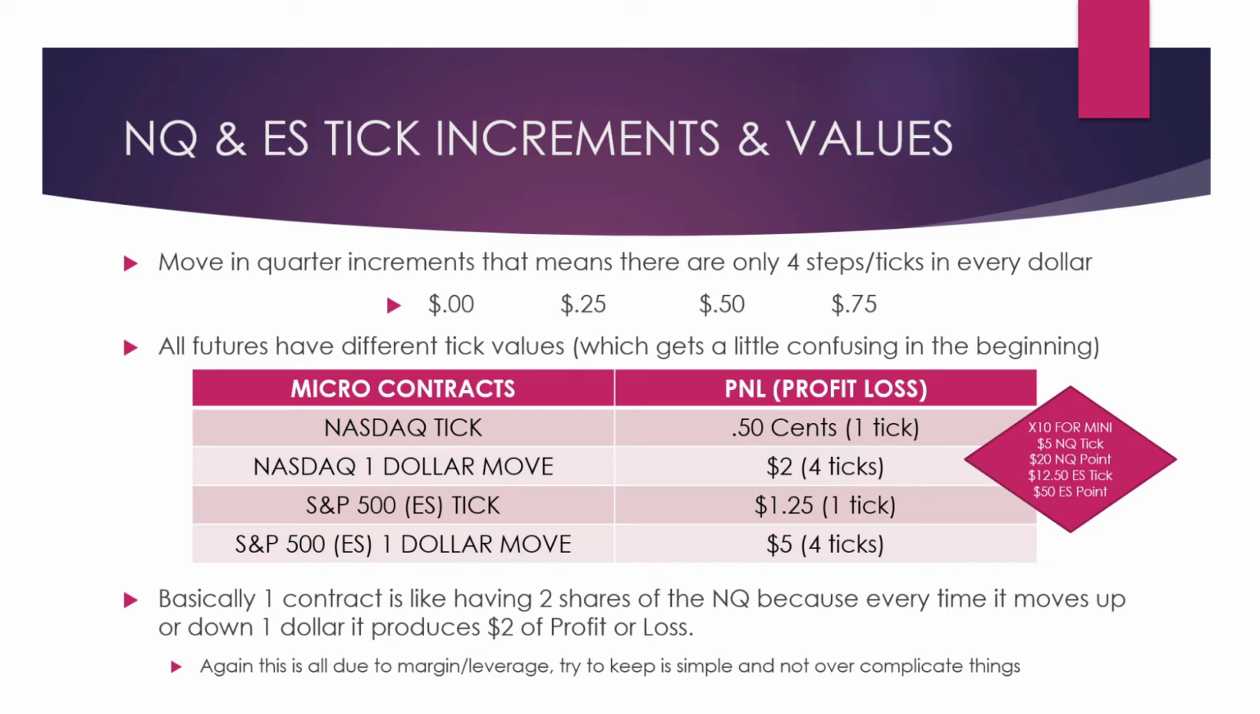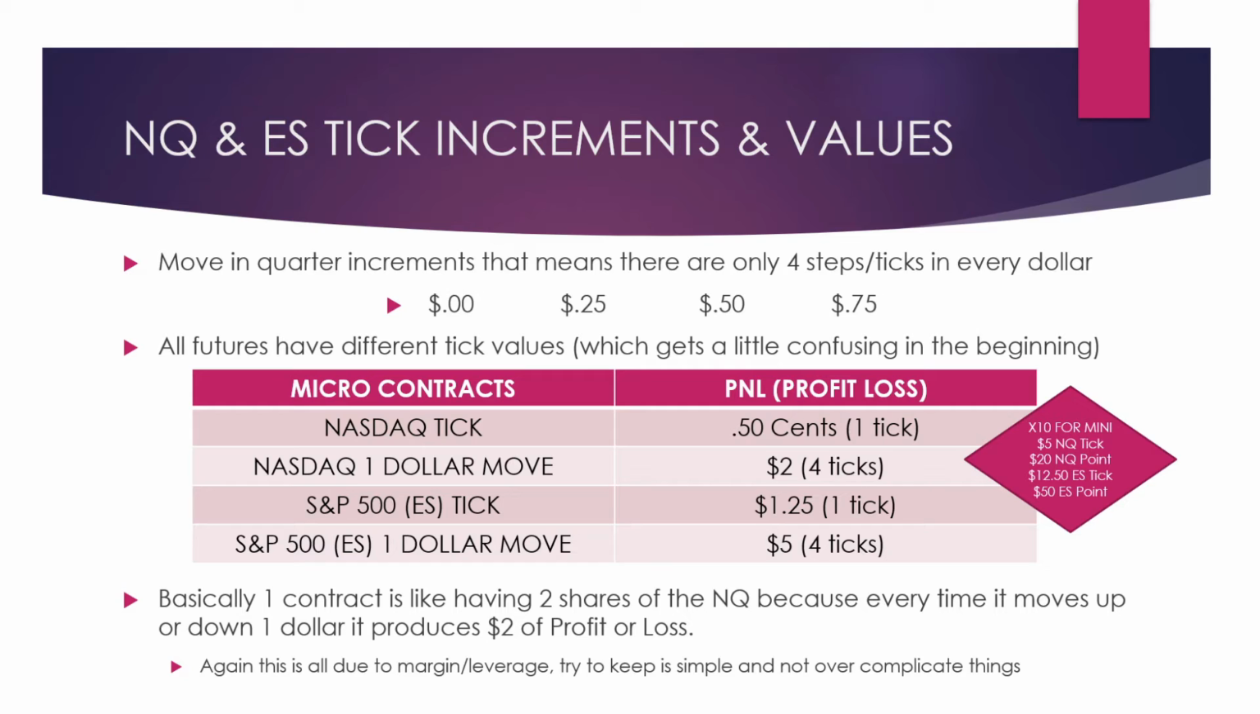Every futures contract will have different tick values, and that gets a little bit confusing in the beginning. But once you grasp this concept, everything else is pretty much done deal and simple. This again is only for the NQ and the ES. I am not talking about crude oil and gold futures. Everything is different. Again, all contracts and all futures have different tick values.